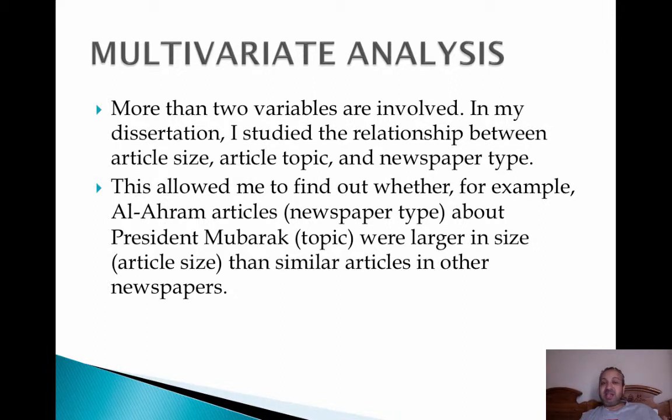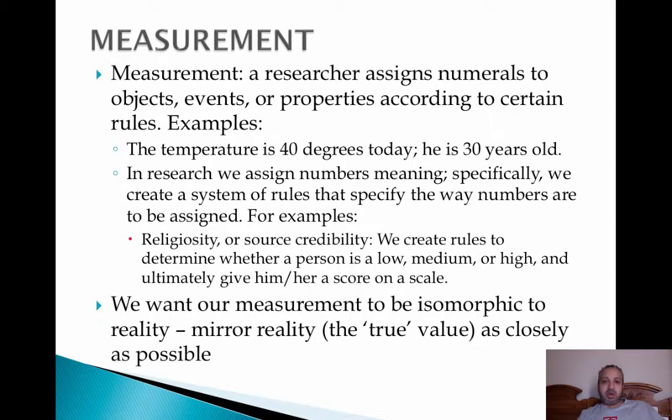So I was able to see that the independent newspaper that I studied, that's newspaper type, included a lot of really large articles, article size, about crime. They were very interested in crime. And I was able to uncover that in my research. So sometimes we're interested in more than two variables, and I want you to be aware of that.